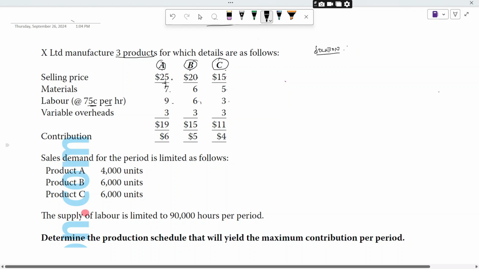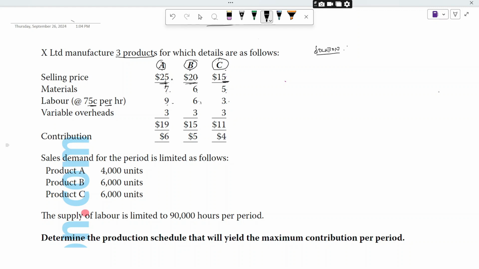The selling prices have been given as $25, $20, and $15. Material cost for A is 7, for B is 6, and for C is 5. Labor cost per product for A is 9, for B is 6, and for C is 3. Variable overheads has been given as 3 per product. The total variable costs is 19, 15, and 11 respectively.